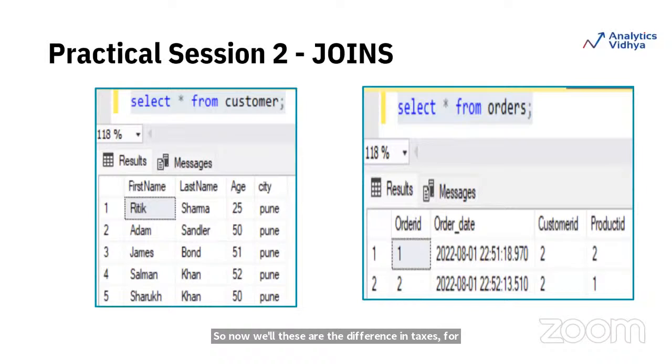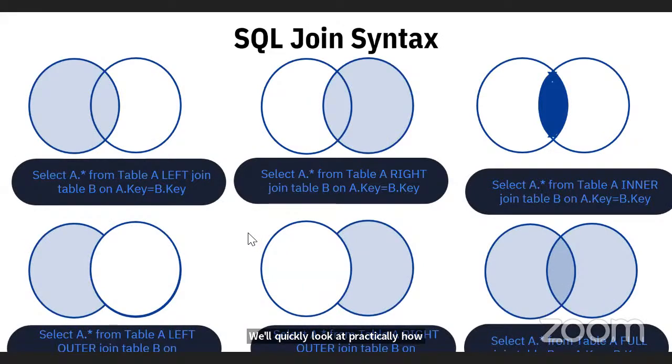We'll quickly look at practically how it's used in different companies. So with respect to our data, let's say we want to use a left join. I would use left join to extract all the customers' data and basically the orders that they made. So for that, I'll take the customer ID.